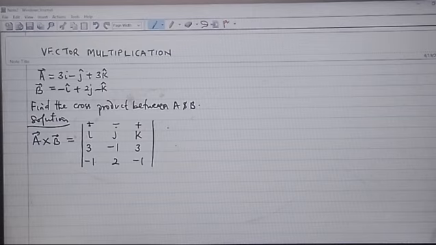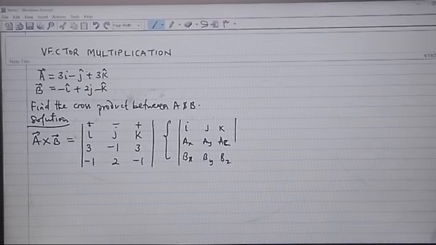This is likened to this: i, j, k; ax, ay, az; bx, by, bz; with signs plus, minus, plus. So to get the value, we just simply find the determinant of the matrix. So this will be equal to i.